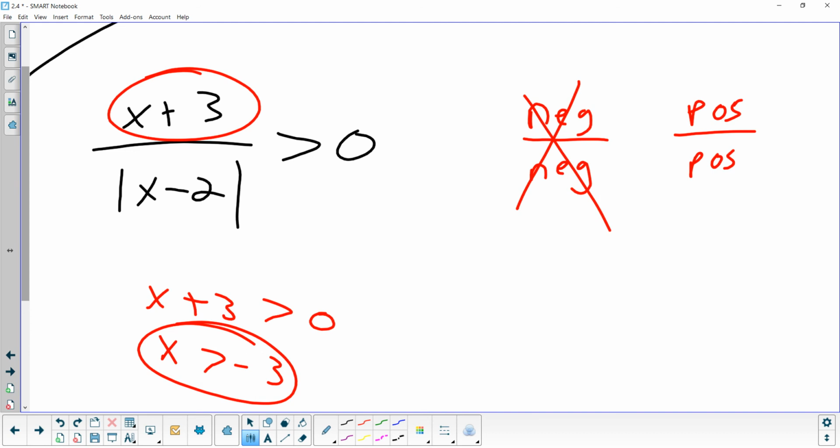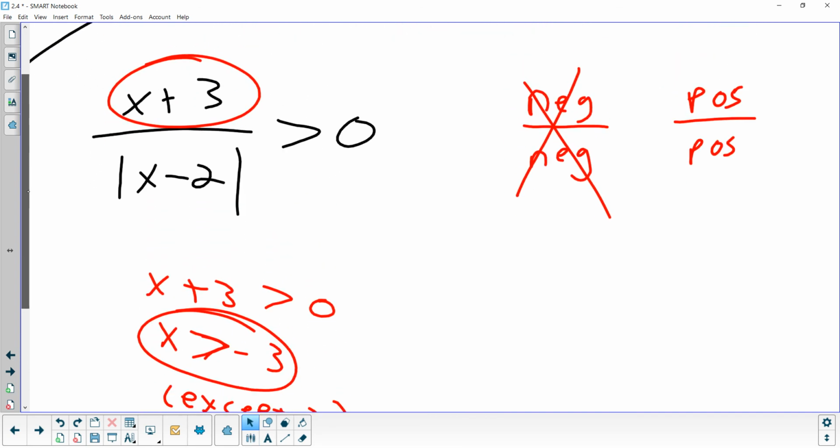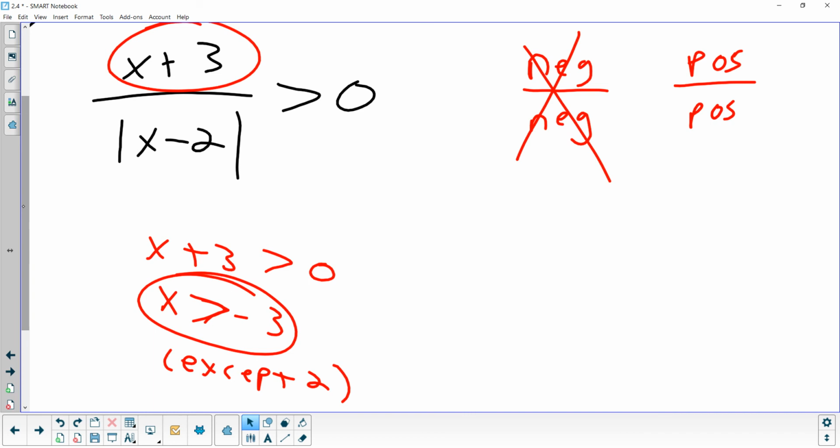Now, is there any number that is greater than -3 that you should not plug into the bottom? Yep. 2. So we should say that. Yes, you can pick any number that's bigger than -3 except 2. Because if you plug 2 in, now you just divided by 0. That's a whole other problem. So that is important to know. And that's solving regular and absolute value inequalities.